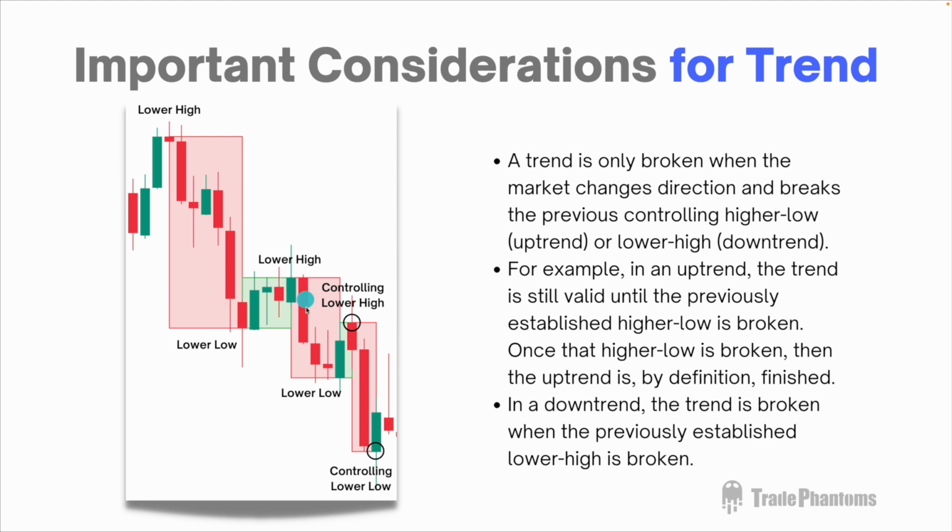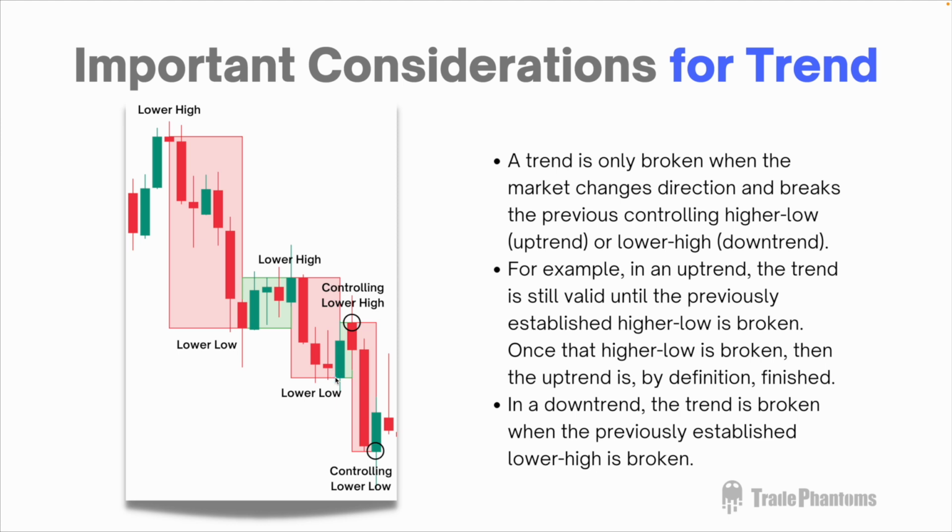Now the moment this red candle closed below the new lower low, instantly the highest point between the 2 previous control points became the new controlling lower high. And then whenever we corrected back from a new low, that became the new controlling lower low.